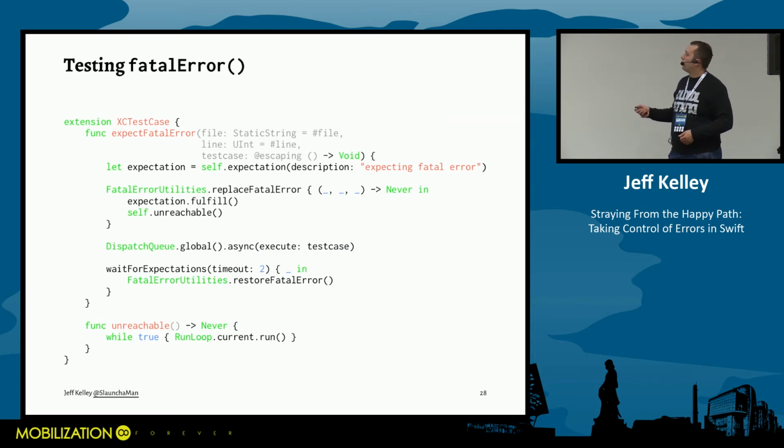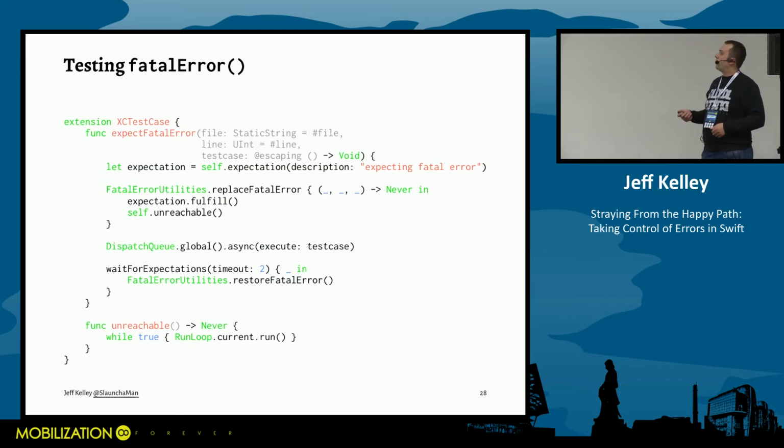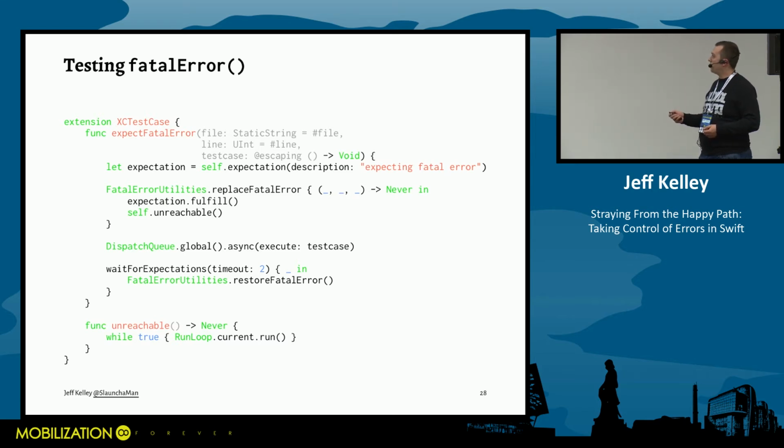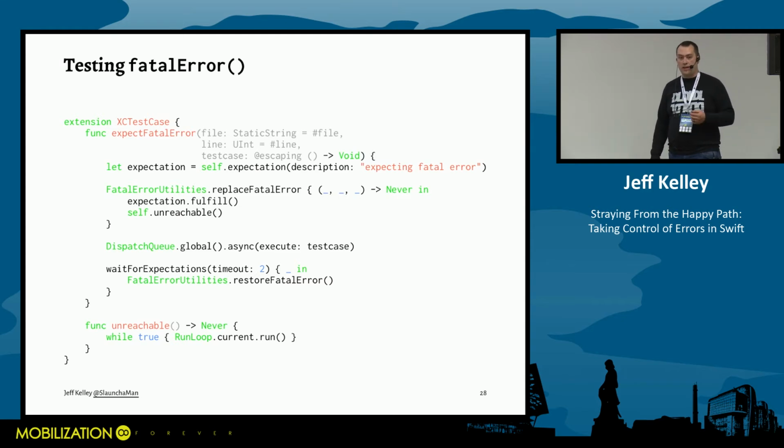So you do that. You fulfill the expectation, and then you just continue running forever. And then asynchronously, you call that block. And it's important to be asynchronous, because it's a never. So if this was synchronous, then your test would never end. Then you wait for your expectations after that with some timeout, and then when it's done, you restore the fatal error. Now the way that XCTest works, if you have any unfulfilled expectations, when this timeout finishes, then it'll fail the test. So if you don't receive this fatal error, then your test will fail.